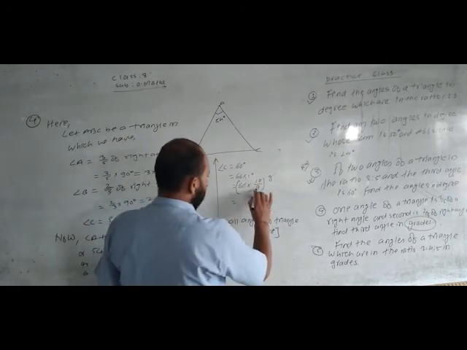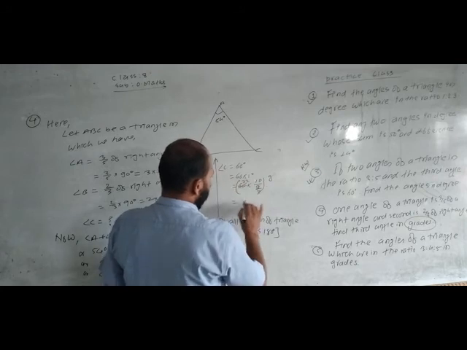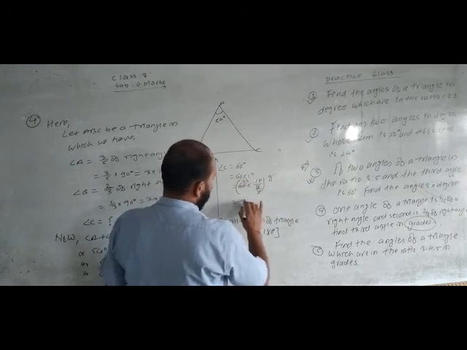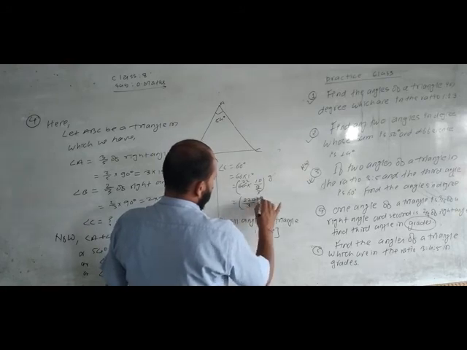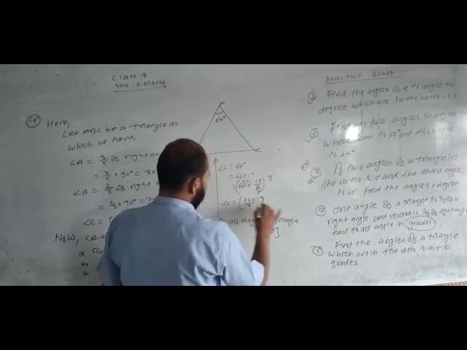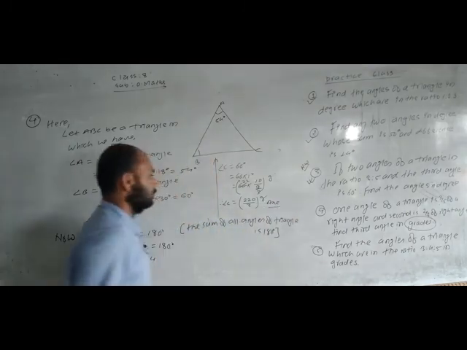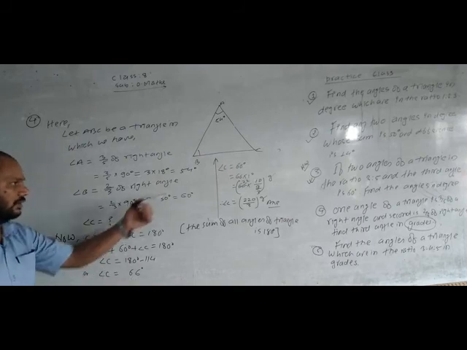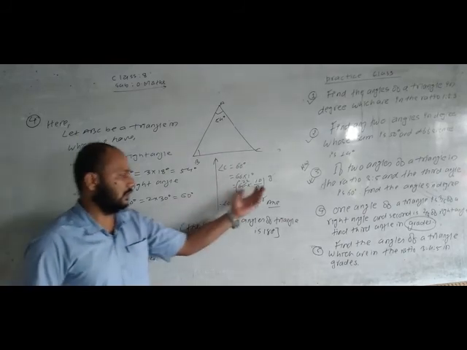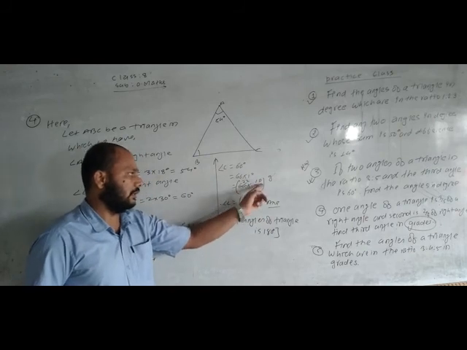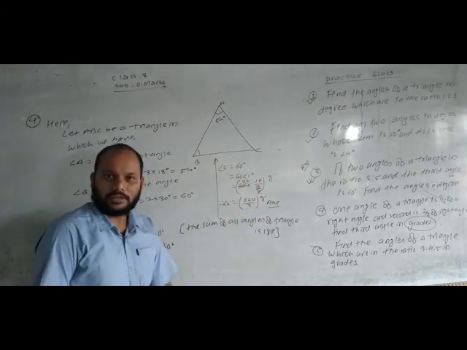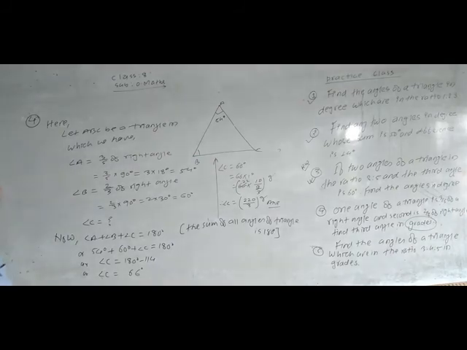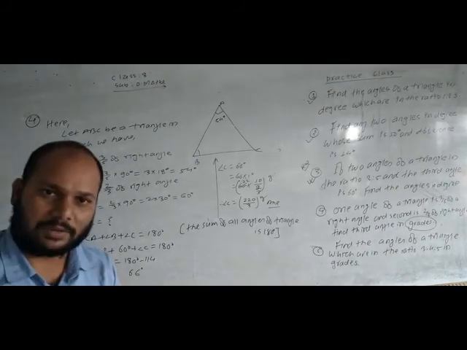So here we have 220 by 3 grades. This is angle C, which is the required answer. In this way, first you should find the angle in the degree, and then you write it in grade. You can easily express it in the grades by multiplying by 10 by 9. In this way, you find the angles of a triangle in degree as well as in grades.